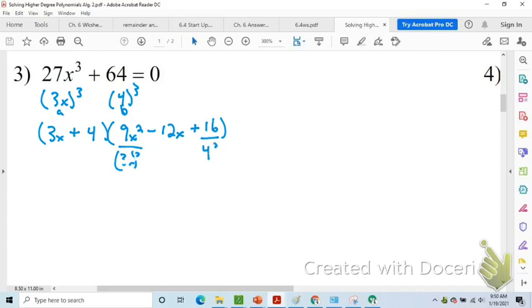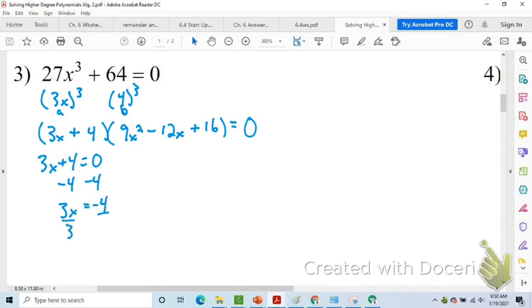So let me go ahead and erase the things I don't need now. Because I have to remember and remind myself that this is all still equal to 0. So the first thing I'm going to do is the easy part. I'm going to take 3x plus 4 and set that equal to 0. I'm going to subtract 4 from each side. 3x equals negative 4, then divide both sides by 3. X is equal to negative 4/3.